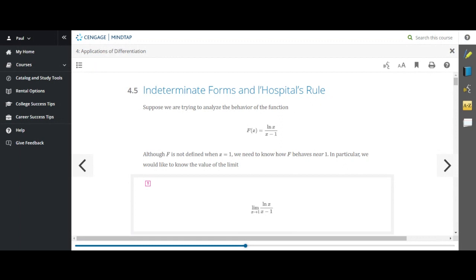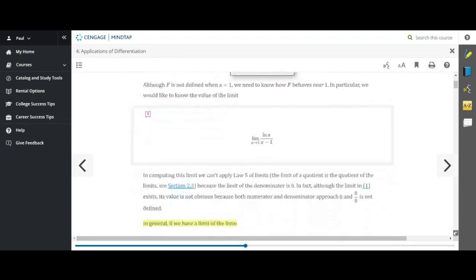So you have here a function. This function f of x equals the natural log of x over x minus 1. And let's say for this function, we are interested in finding the limit as x approaches 1 of the natural log of x over x minus 1. Take a look at that for a minute.